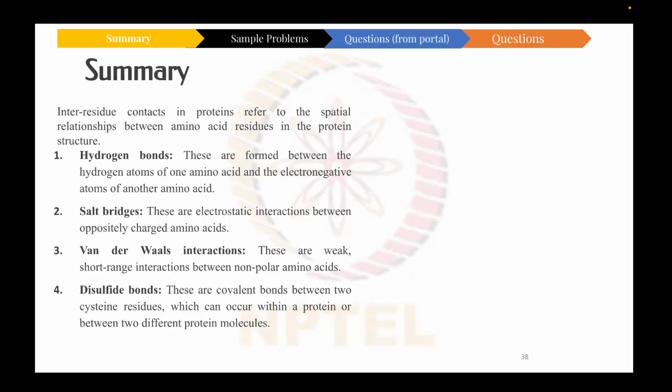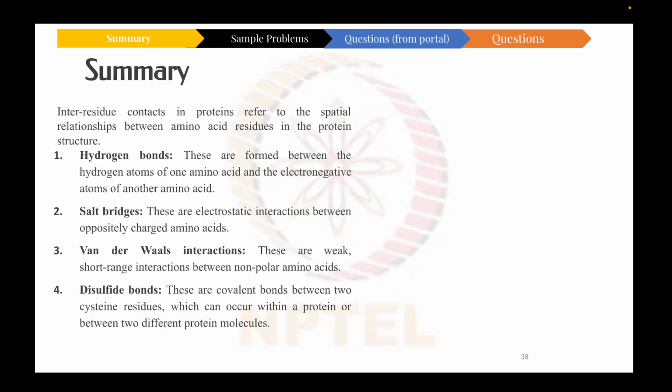Then finally we have disulfide bonds. So these are covalent bonds between two cysteine residues which can occur within a protein or between two different protein molecules. So disulfide bonds can play an important role in stabilizing the tertiary structure and quaternary structure of proteins. So this identification of inter-residue contacts in proteins can be done using experimental techniques such as X-ray and NMR.